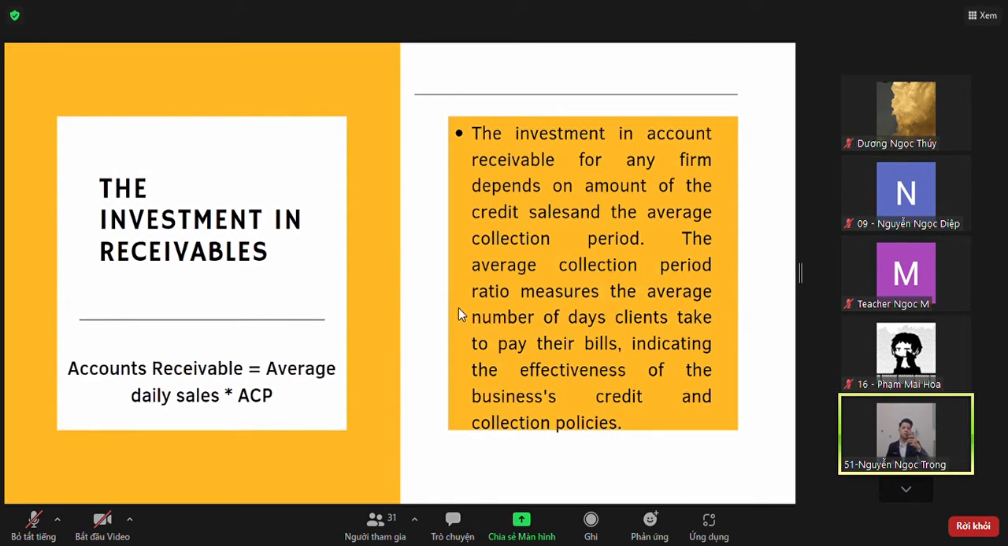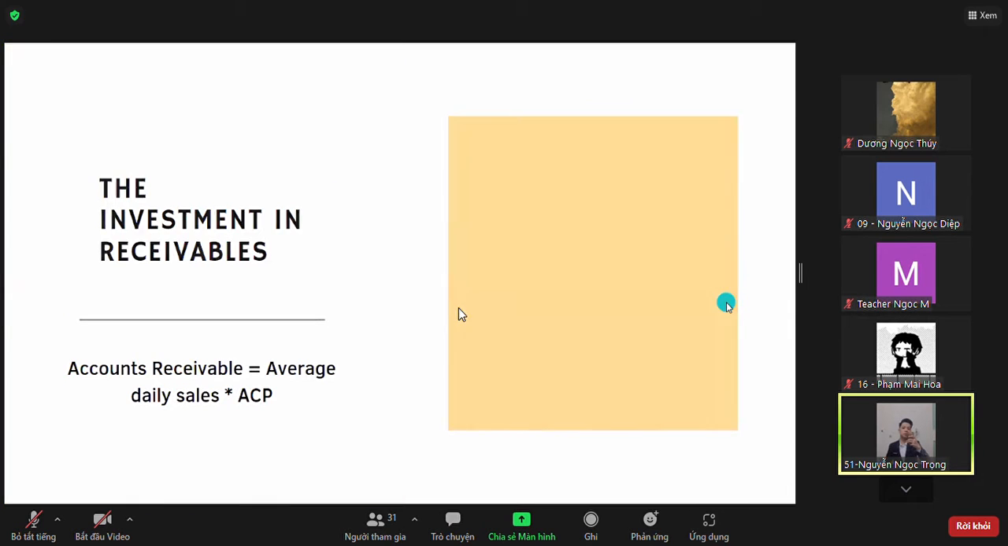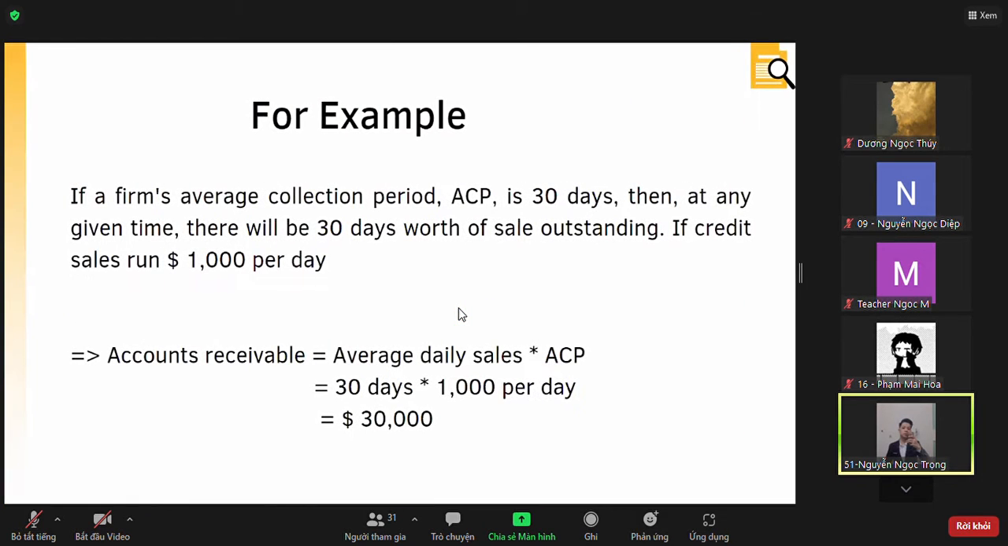And I have a small example. Move to the next slide, please. As we see here, the ACP, which means average collection period, is 30 days, and the sales per day is 1,000. So the accounts receivable is 30 days multiplied by 1,000, and the accounts receivable is 30,000.